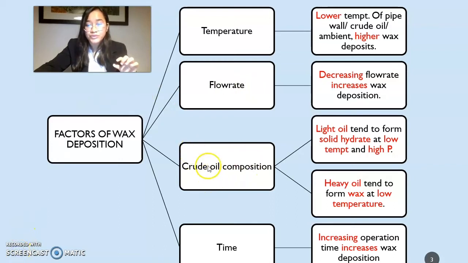Next is crude oil composition. Based on this same open access journal, light oil tends to form solid hydrate at low temperature and high pressure, whereas heavy oil tends to form wax at low temperature. This is because heavy oil contains heavy compounds like n-paraffins, one of the components that form wax.